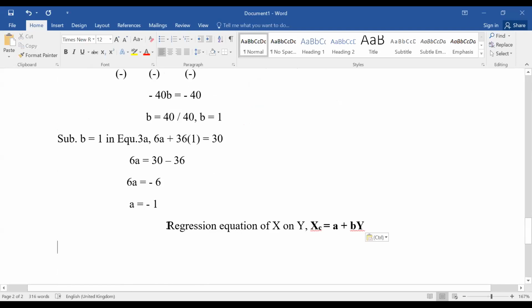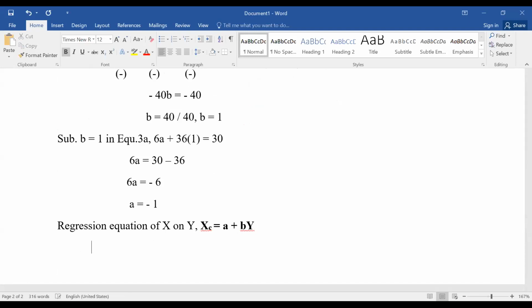Okay, this is the regression equation of x on y. Now what we can do? We can copy the same thing. So x will be, a value is minus 1, plus b into y. B is 1. So b into y will be minus 1 plus y. This is the regression equation x on y.